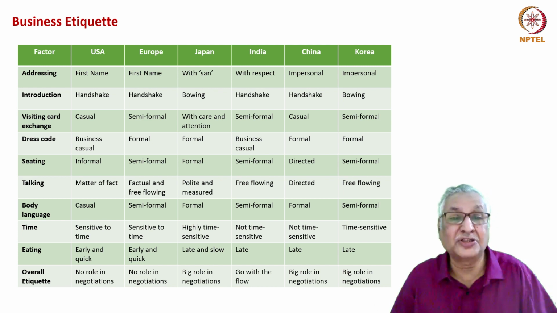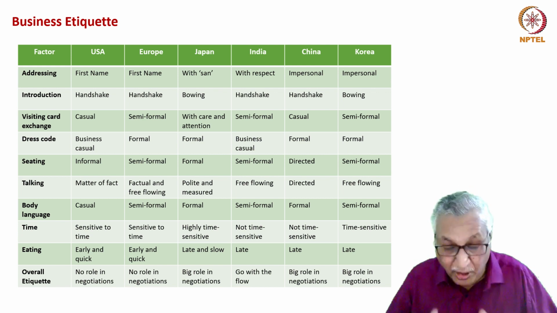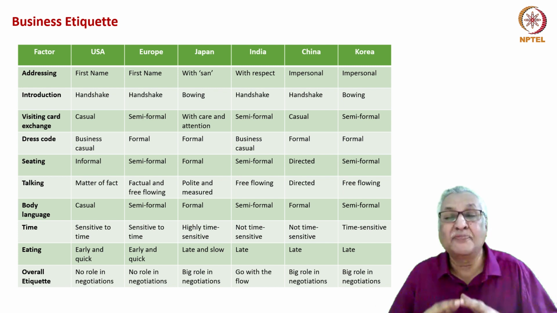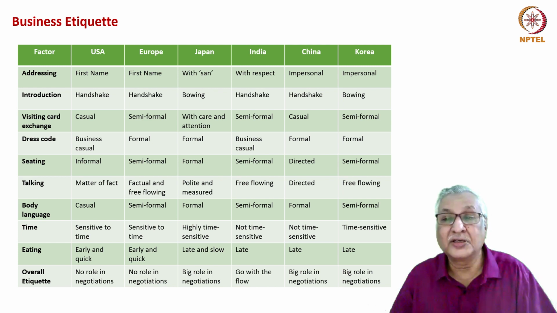USA does it through handshake, at times very firm handshake. Similarly, Europe. Japan does bowing. Every Japanese executive tries to bow before the others as they meet with each other and also as they depart. India does handshake, at times namaste. China handshake and Korea bowing.